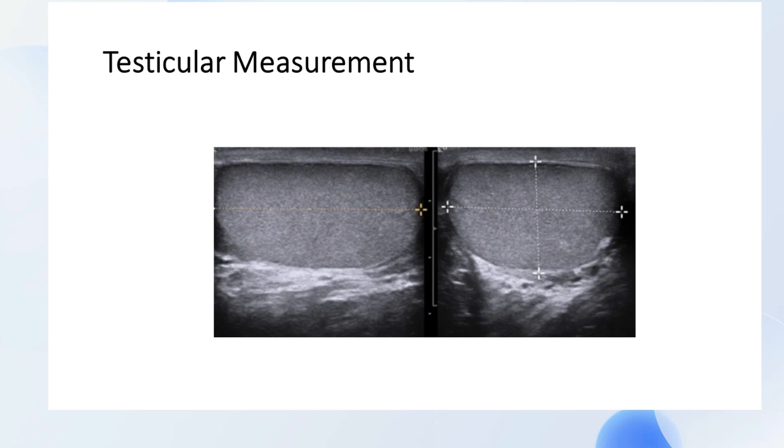So again, the measurement of the testicle is also very critical. You are supposed to know that the testicular volume, or the size of the testicle, can also have a bearing in terms of the pathology. So you can have people with very small testicles. We call that testicular hypoplasia.